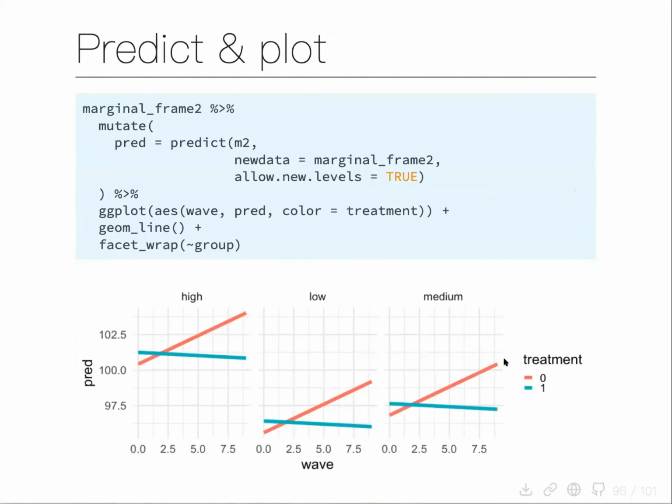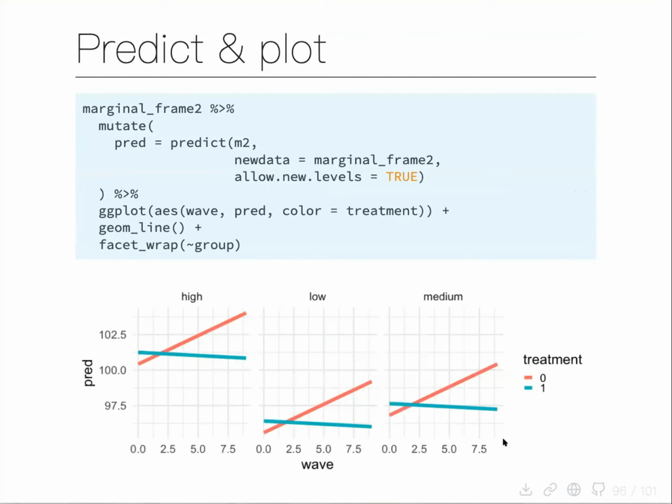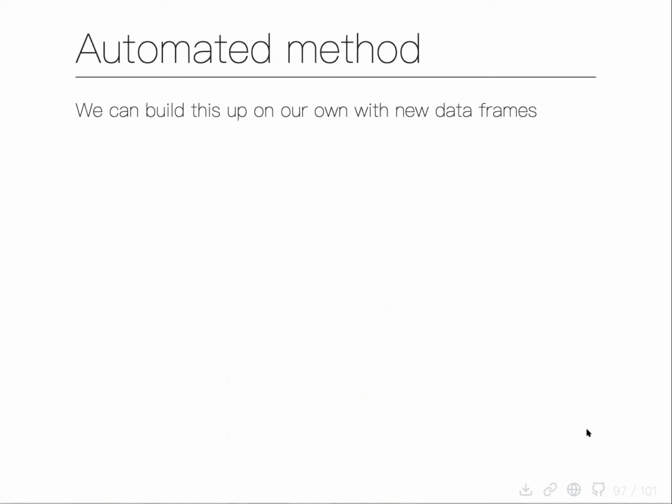So this is now just doing it again, but looking at all groups, low, medium, and high, and then we can do something that looks like this. Really, the only thing that's changed here is the intercept. Right? The intercept value is changing, but these lines are otherwise unchanged.